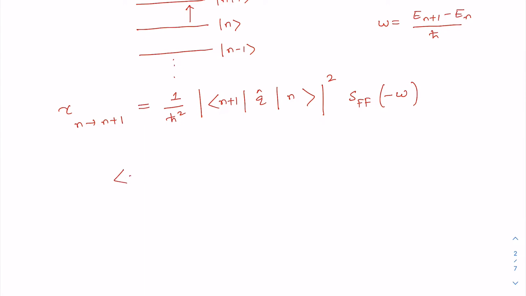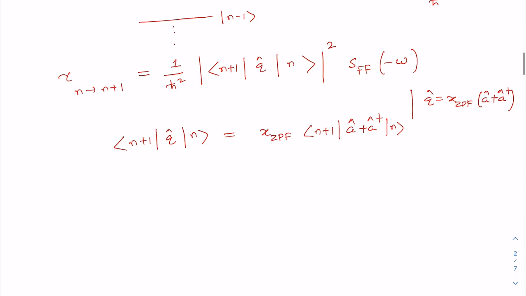Now let me work out this quantity, <n+1|q cap|n>, and q cap is the zero point fluctuation times (a plus a dagger). So therefore I have here <n+1|a plus a dagger|n>. If you evaluate it, you will have the zero point fluctuation, and this will give you the square root of n plus 1. That is what you will get, because then you will have <n+1|n+1>, that will give you 1. But if you apply a on n, then you will get n minus 1, and because of orthogonality the other term will vanish. So you will end up with this expression.